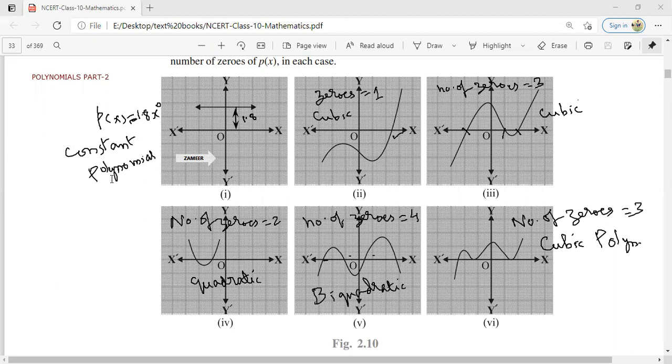Yes sir. We have to find the number of zeros, but we are going to find the nature of the polynomial and the zeros also. So this is a constant polynomial because it is parallel to the x-axis and it is not intersecting at any point on the x-axis. So it has no zeros.